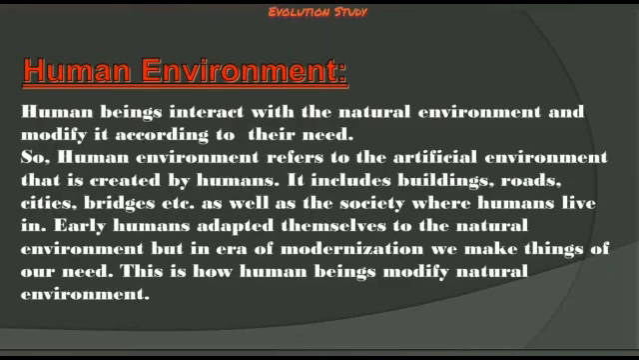Early humans adapted themselves to the natural environment, but in the era of modernization we make things of our need. This is how human beings modify the natural environment.